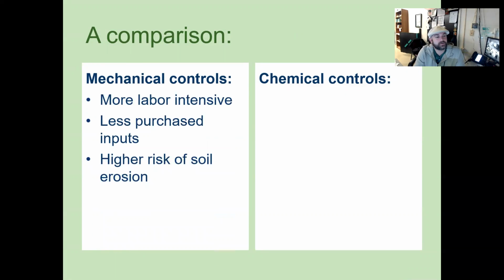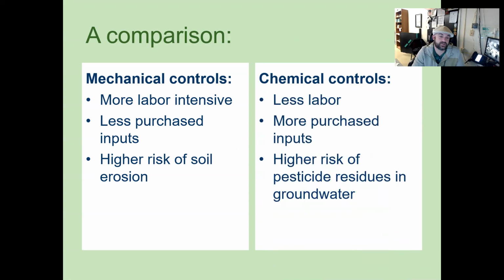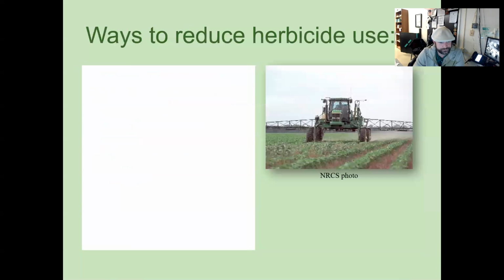So our mechanical controls here in a comparison: more labor intensive, less purchased inputs, and higher risk of soil erosion. Our chemical controls are less labor, more purchased inputs, and higher risk of pesticide residues in the groundwater. But we want to be careful what we're putting down pesticide-wise because we don't want to contaminate the ground any more than is already needed.